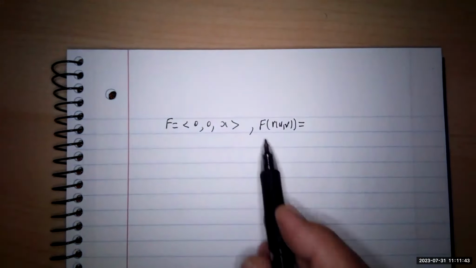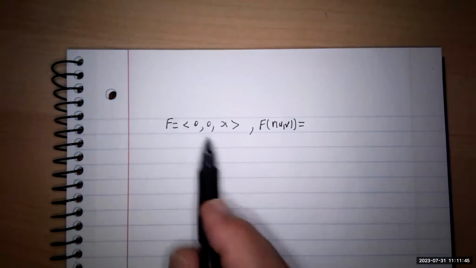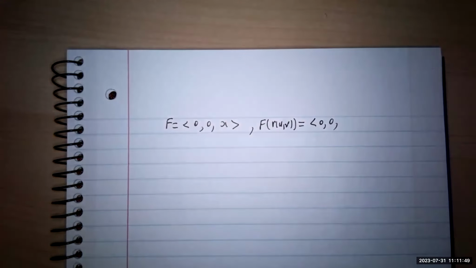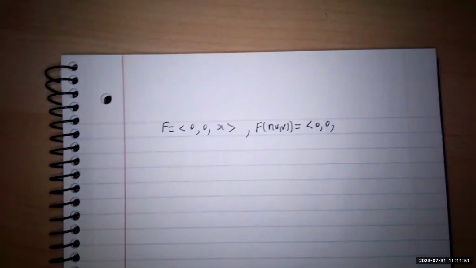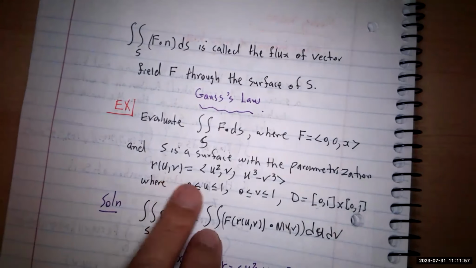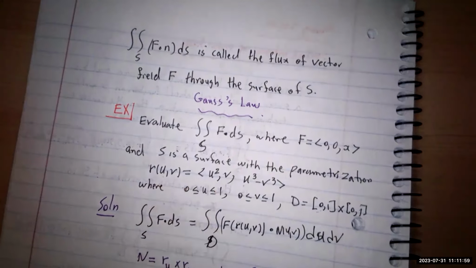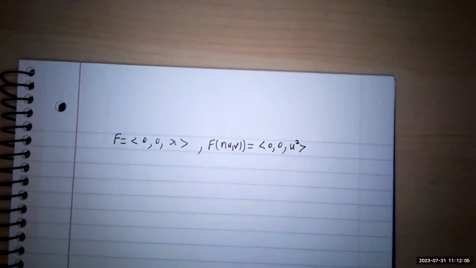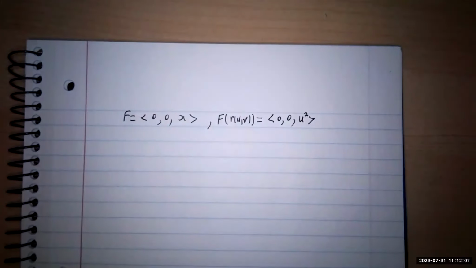You know that in r of u, v, these are all 0. So that gives you 0, 0, x, and x in the parametric equation of r(u,v) is u squared. So that gives you 0, 0, u squared, the evaluation of the function at that vector.